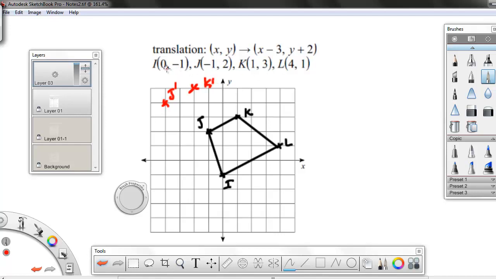Let's see, I will be (0, 1), so 1, 2, 3, 1, 2. There's I. And L will be 1, 2, 3, 1, 2. It ends up where K is at. We'll go ahead and connect the dots. And that is the image that you should have. So this is a multiple choice test, so make sure you draw this on your paper and then you pick out the one that matches what you're doing.